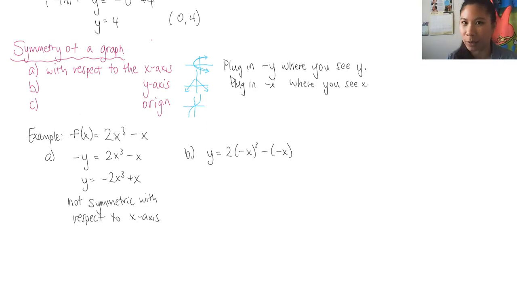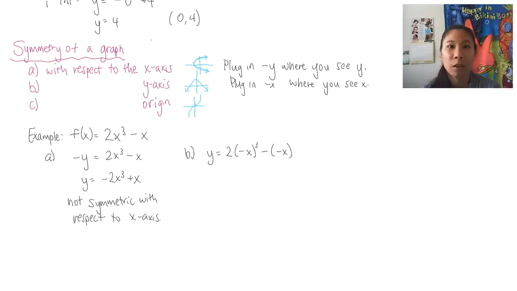So everything else stays the same, all the signs. It's just, instead of writing x, we're doing negative x, and I keep putting them in parentheses so that I can keep track better. But here I want to simplify this as much as possible. When I do negative x cubed, negative x times negative x times negative x is still negative. So that'll give me negative 2x cubed. And then minus a negative x gives me plus x. So again, this simplified equation does not match the original. So again, this is not symmetric with respect to the y-axis.